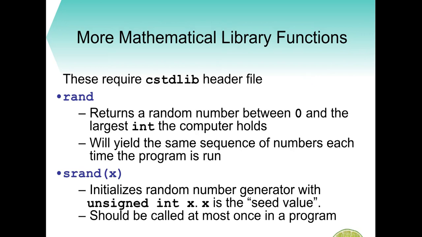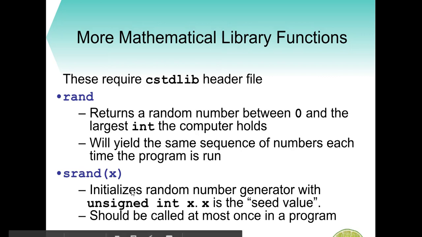This will be the sample program that I run in a few minutes, but rand returns a random number between 0 and the largest integer the computer will hold. So it generates a random number for us. It will yield the same sequence of numbers every time the program is run. That could be a problem because it's not really truly random. We call it being pseudo-random.